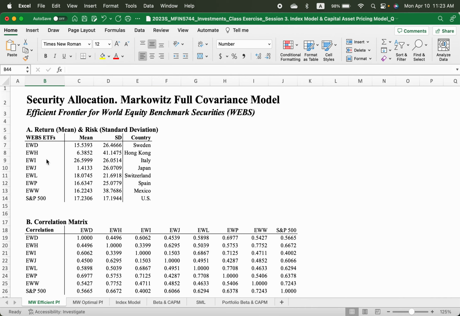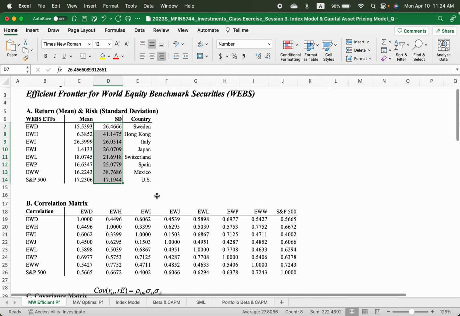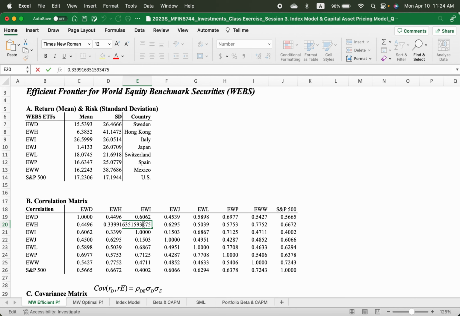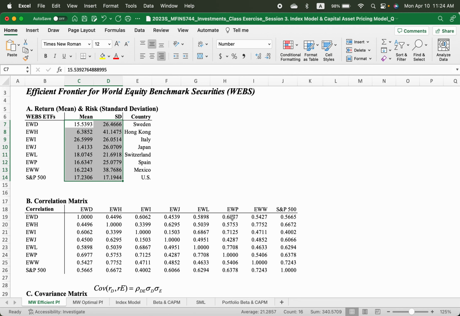standard deviation. We are using the ETF funds here in Sweden, Hong Kong, Italy, Japan, Switzerland, Spain, Mexico, and the US. And we gather this historical data, the mean and the standard deviation. We also need to collect the correlation coefficients of the different ETFs, and we gather the information here. This is what the junior analyst does, and they put this information in from their historical data.